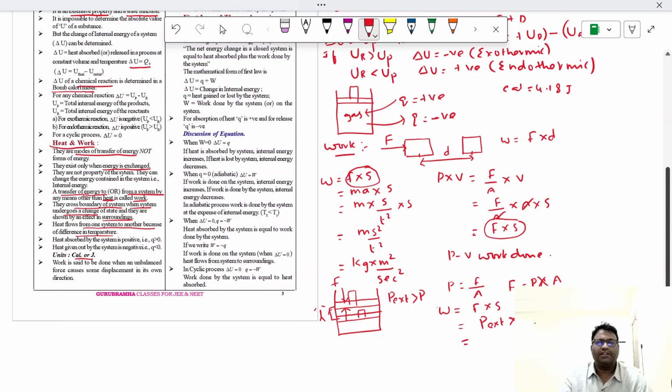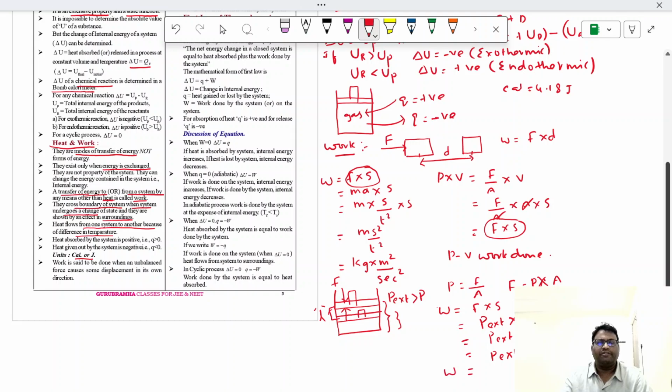S is nothing but the displacement made by the force. So I can write P external into A into this L. Area into length gives you volume. So I can write P external into, area into length gives you volume, change in the volume, a small change in the volume, because here first is the initial volume, after that the volume is less, then this becomes the change in the volume. So I can write it as delta V, the change in the volume is written as delta V.